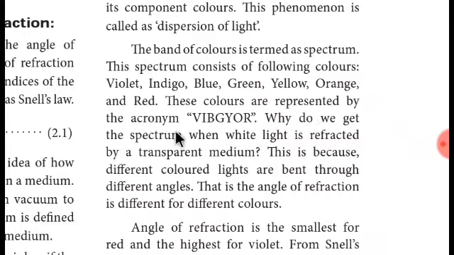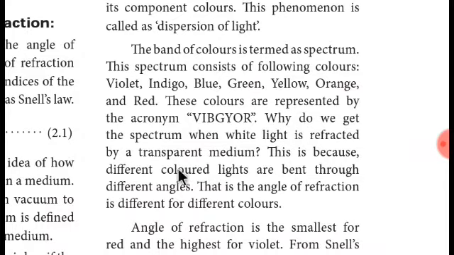Why do we get that spectrum when white light is refracted by a transparent medium? You must ask me, right? Sir, why does white light split into 7 colors when you hit it on a prism? Questioning is the job of a student, and answering is the job of a teacher. So you must question, you must think, you must comment.